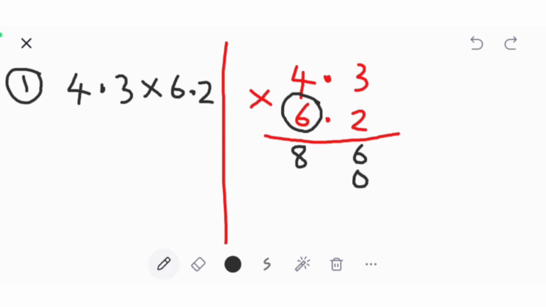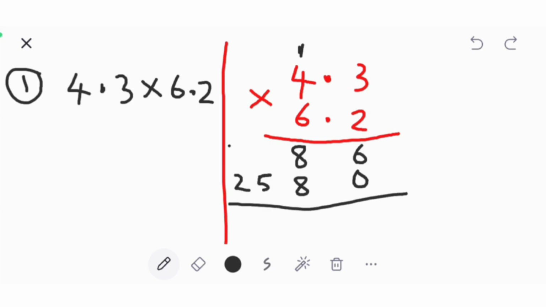Now let's use 6 to multiply. 6 will multiply these two digits that I circled at the top. So you do 6 times 3, that gives 18. You write down 8, you put 1 on top of 4, you do 6 times 4, which is 24, plus the 1 on top, you have 25.